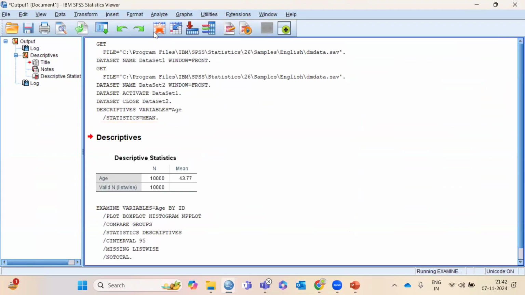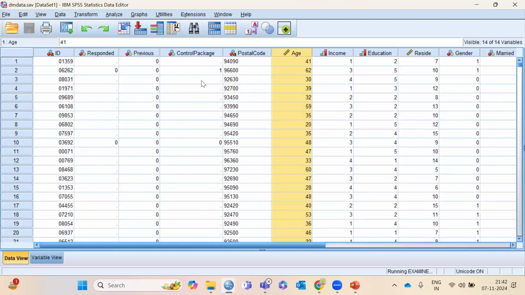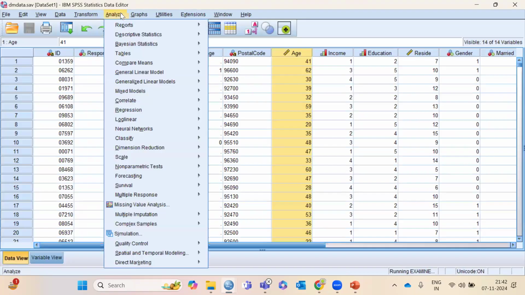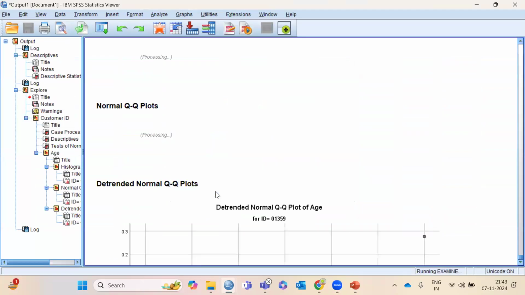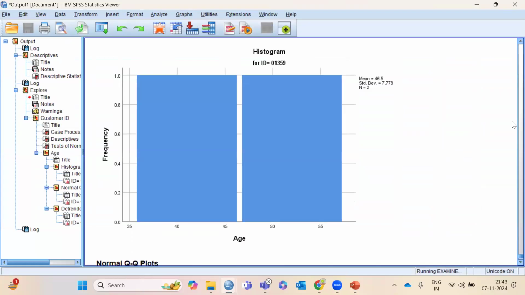Okay, total is not there, so that is why it is not coming. Okay. The system is hanging. So we will get the plot.